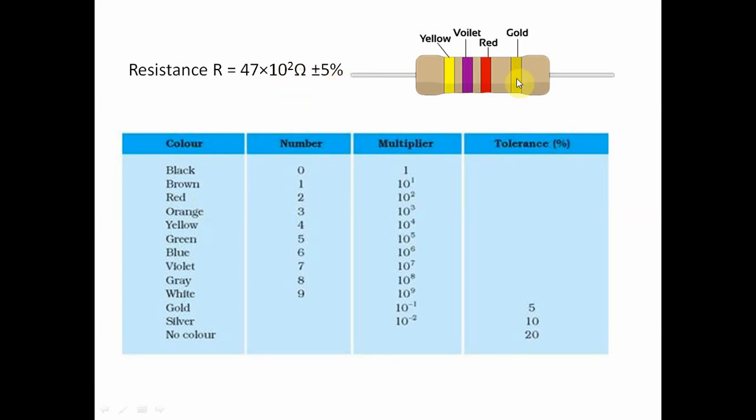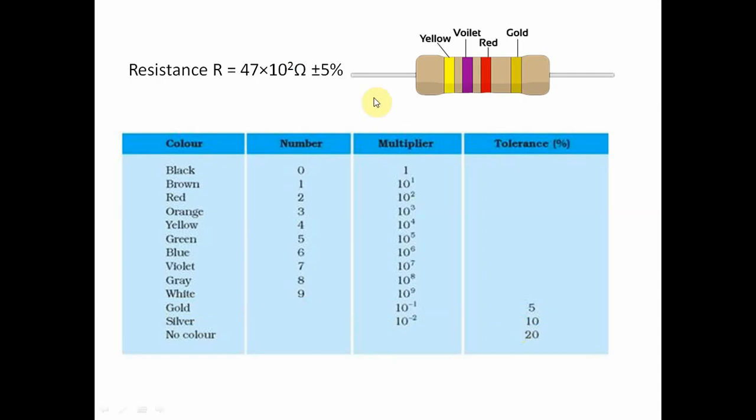The next band is gold. Gold gives tolerance, so it is the table of tolerance, and for gold it is 5% tolerance, and for silver it is 10% tolerance.